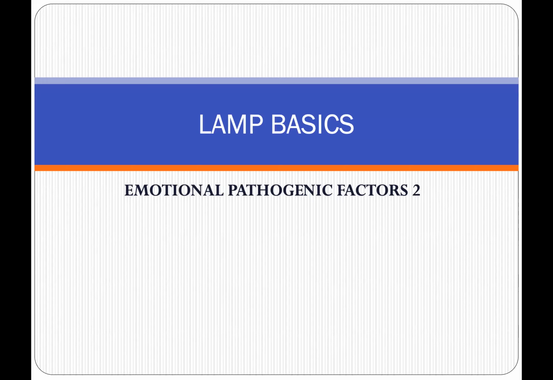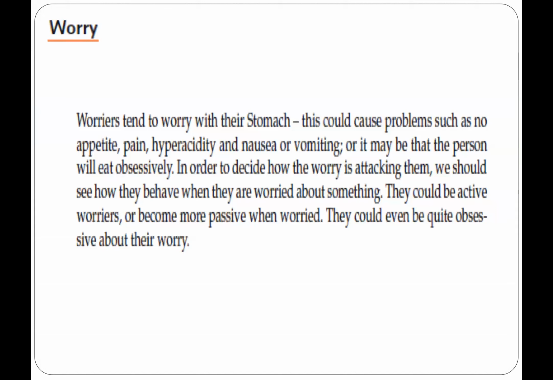Let's now continue our study on emotional pathogenic factors, and now let's talk about worry. Worriers tend to worry with their stomach. This could cause problems such as no appetite, pain, hyperacidity, and nausea or vomiting, or it may be that the person will eat obsessively. In order to decide how the worry is attacking them, we should see how they behave when they are worried about something. They could be active worriers or become more passive when worried. They could even be quite obsessive about their worry. Okay?